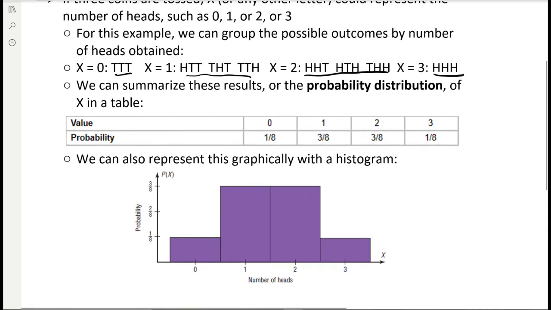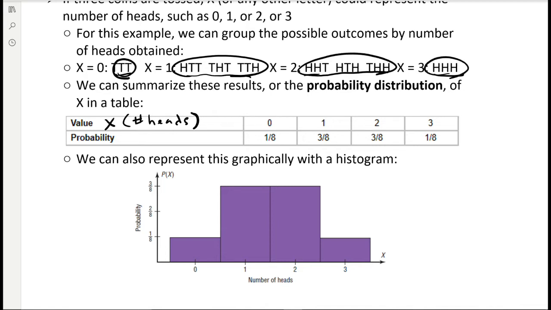So we can summarize the probability distribution in a table format as follows. This is the value x, which in this case is the number of heads. So we can have 0, 1, 2, or 3 heads that is possible for this binomial experiment. And then the probability of getting 0 heads is 1 out of 8 possibilities. For 1 head, it's 3 out of 8 possibilities. And then again, another 3 out of 8, and then 1 out of 8. So this is what we call a probability distribution.